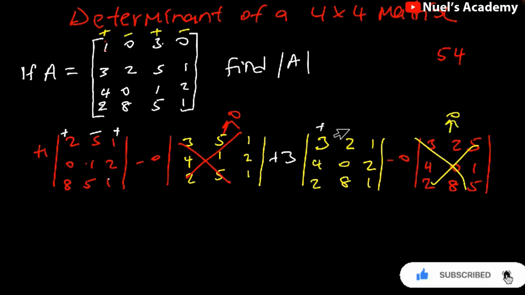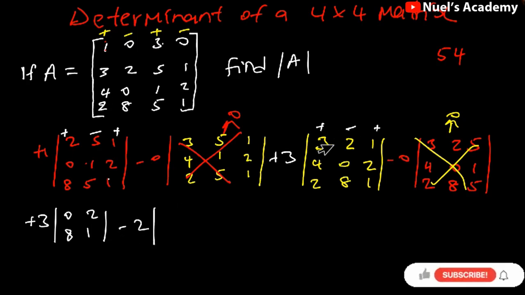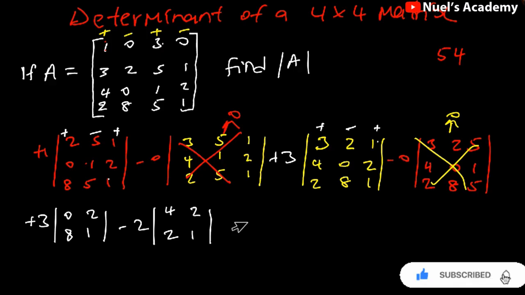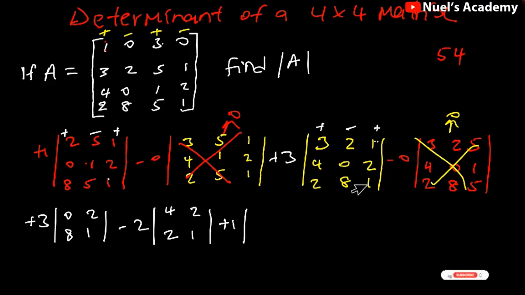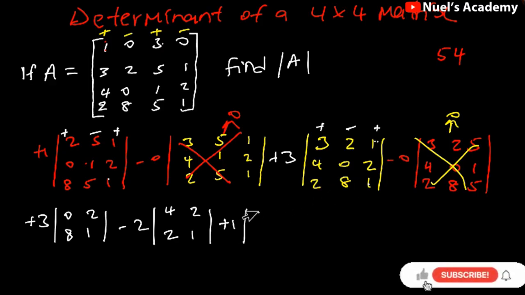So you have plus, minus, and plus. So let's start with this first column. So we're going to eliminate first column and first row using that positive 3. So we're going to have 0, 2, 8 and 1. Then we have minus 2. Then we're going to eliminate the first row and then the second column. When we do that, we're going to have 4, 2, then 2 and 1. Then we have plus 1. Then we're going to eliminate the first row and then the last column. So we're going to be left with 4, 0, 2 and 8.